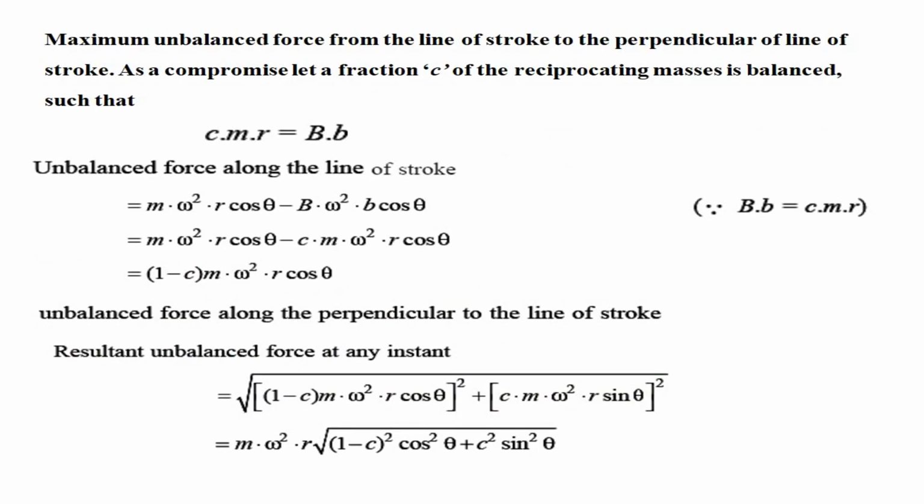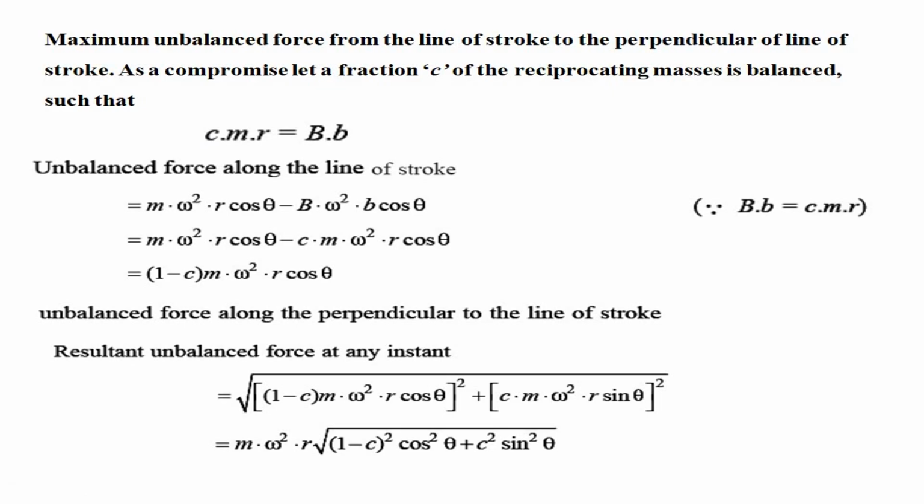So we can say a fraction of the masses is going to be balanced. That fraction is taken as C. So a fraction C of the reciprocating mass is going to be balanced, and the equation can be rewritten as CMR is equal to BB. So instead of balancing the total mass M, we will be able to balance only CM. Of course, the fraction C is always going to be less than 1.